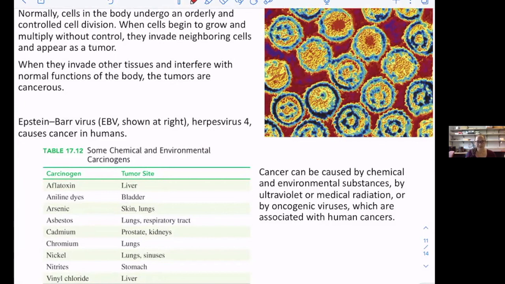I'm sorry, herpes virus causes these cancers. You can also get cancer through carcinogens, so through specific materials that interact with your body's regulatory system. Things like vinyl chloride can cause liver cancer or liver tumors. Chromium can cause lung cancer. So cancers can be caused by chemicals and environmental substances. They can also be caused by UV light. UV light, sunlight, tanning beds, stuff like that can cause mutations in your DNA. You can also get cancer from viruses, which are all associated with human cancer. So that's part of why it's so hard to cure cancer, because there's a lot of different ways that it happens.